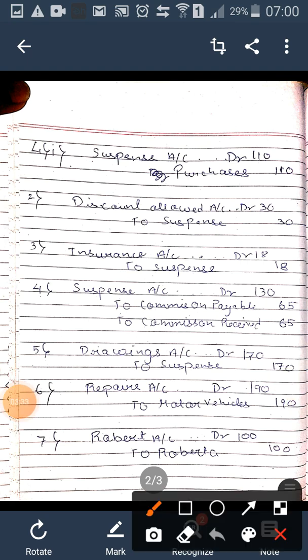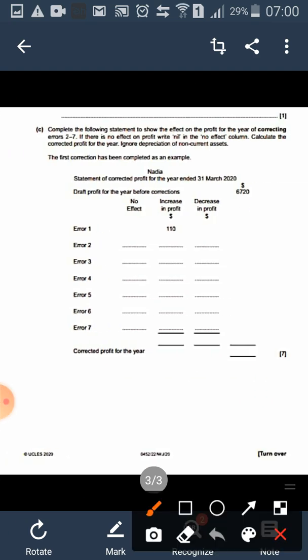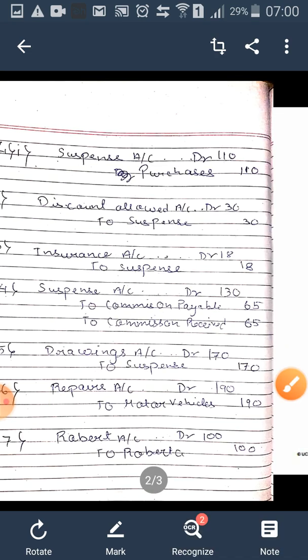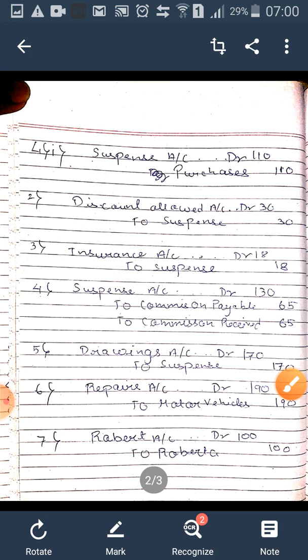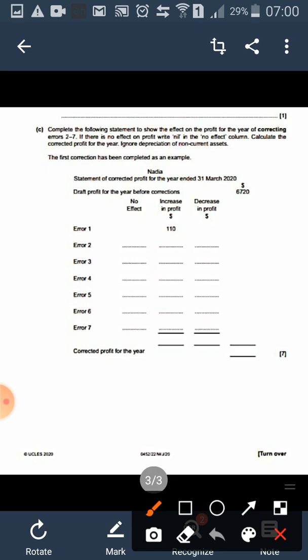Next one is discount allowed. Here discount allowed has been debited. Discount allowed is an expense of ours, and when it has been debited, the expenses increase, so the profit reduces. This will be recorded in decrease in profit. Sorry, that is error 2 now. And again, insurance is an expense, it has been debited, so that will be recorded in decrease in profit. Error 3 also decrease in profit.